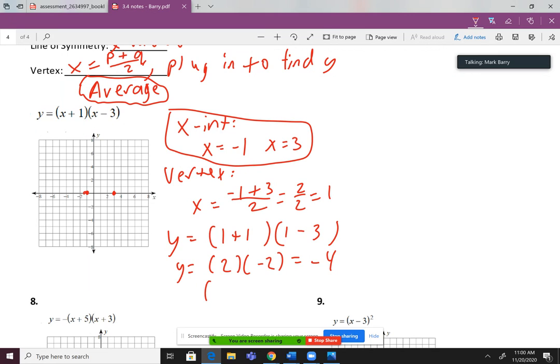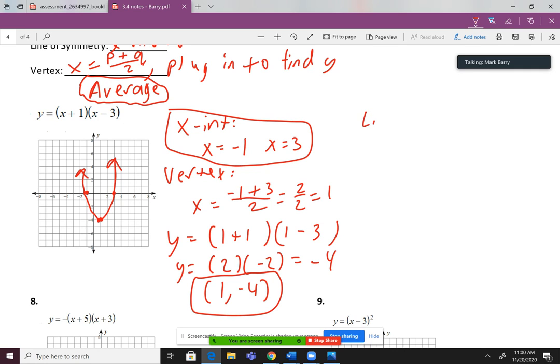All right, so my vertex is going to be at 1, -4. I think you can already see the shape of that graph now. We have our vertex, and the x-intercepts is already going to make that nice U-shaped parabola that we like. Sounds good.